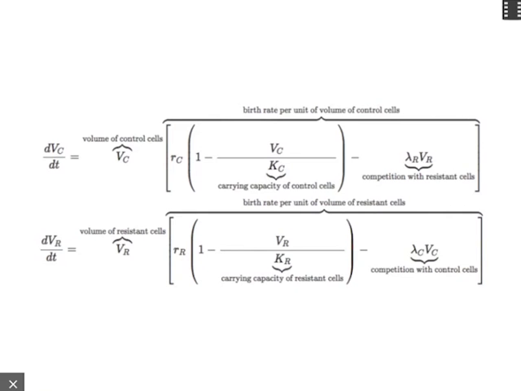We use competitive Lotka-Volterra equations to model the rate of volume growth of both control and resistant cells. The rate of birth of each type of cells depends on the volume of both types of cells. The growth of cells cannot exceed a maximum or carrying capacity of the environment, and competition exists between the cells.